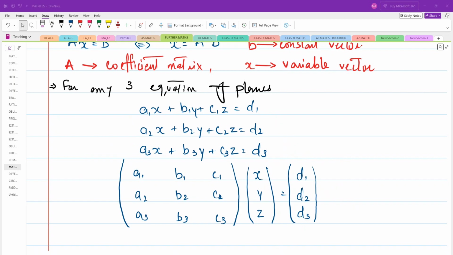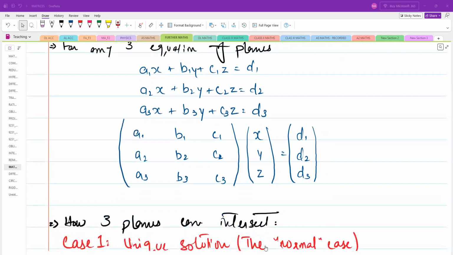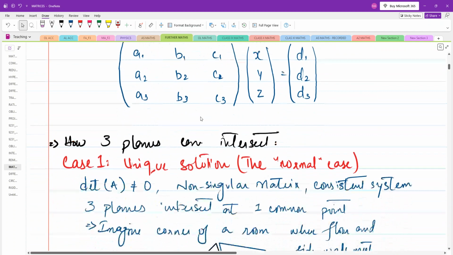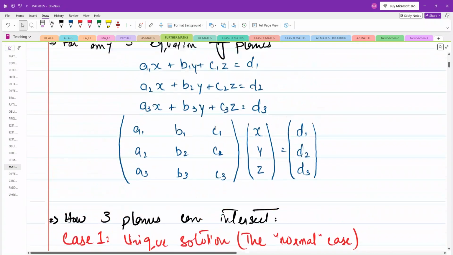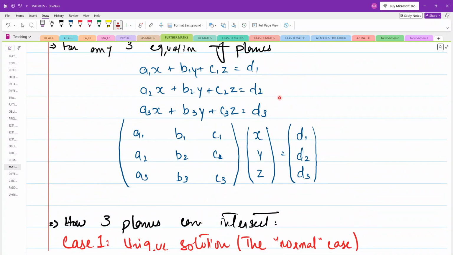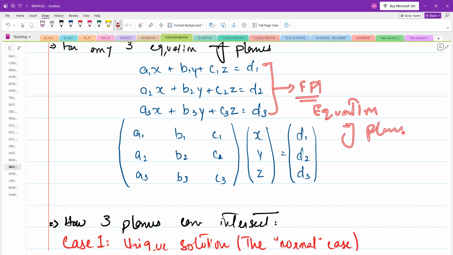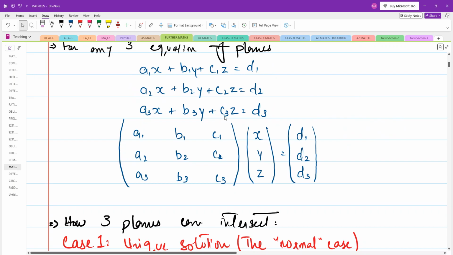Now, this is pretty basic. This is nothing new here. So we're just going to get into what we have to basically do from here onwards. First of all, we need to understand what these three are. This is something that we study in FP1. In FP1, we study something called an equation of a plane. So these are three equations of planes. There are three planes, and these are the equations of these three planes.